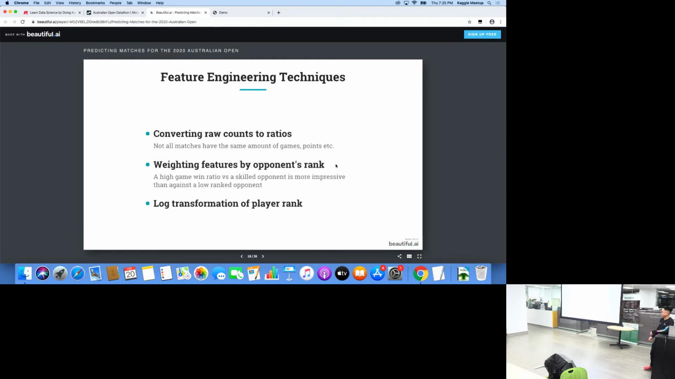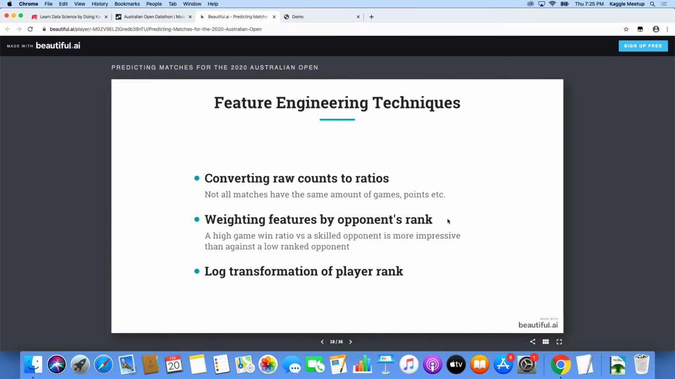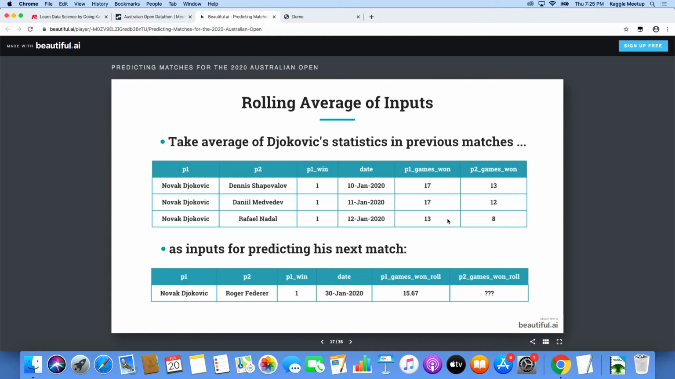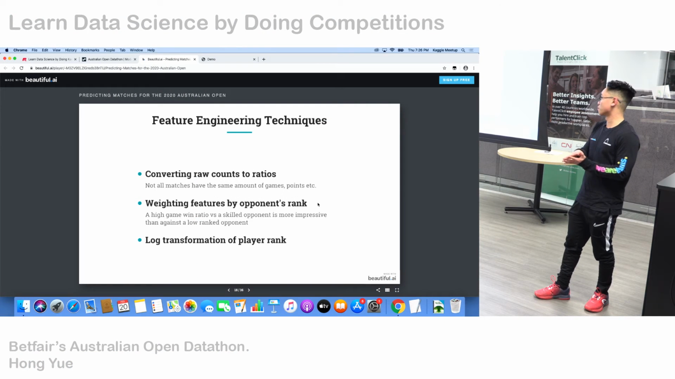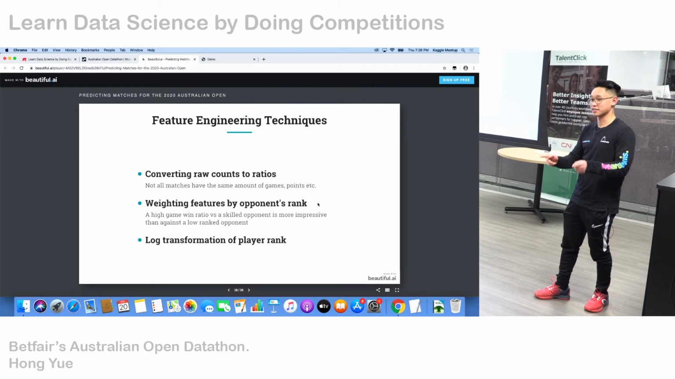So now we're going to be talking about feature engineering techniques. This data right now can still be used for machine learning, but we're going to polish some things up. One of the things that we're going to do is convert the raw counts into ratios. The problem with tennis is that the different matches are not comparable. Particularly for a 3-set match and a 5-set match, the total amount of games played isn't comparable. So if you're using the raw counts, you're going to get somewhat conflicting messages.